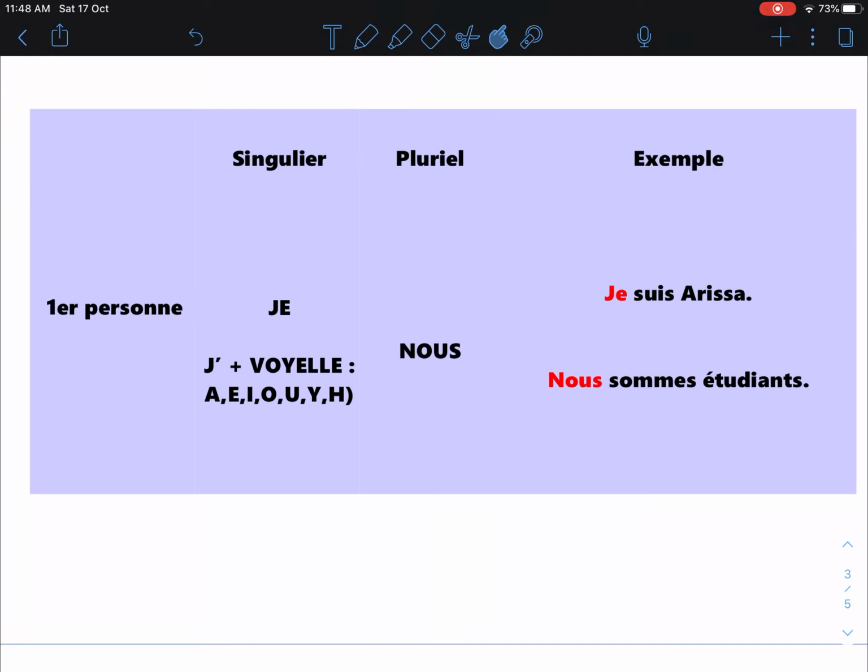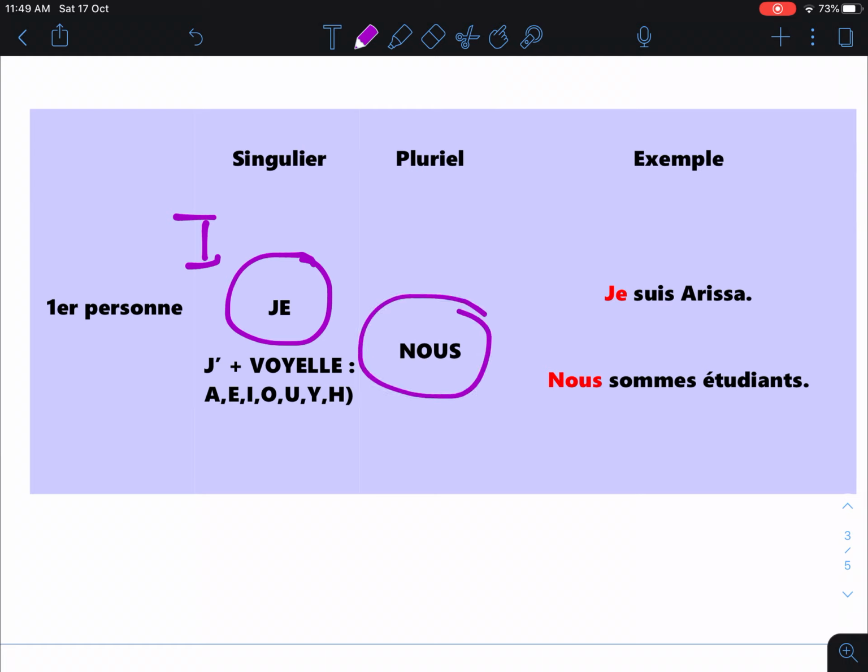Well, you use first person. First person means I. So here you have je. Je means I. Now you have nous. Nous means what just now? We. So je means I, nous means we.